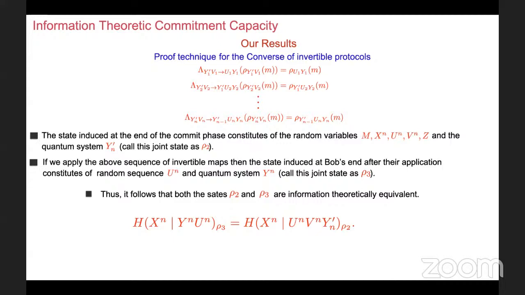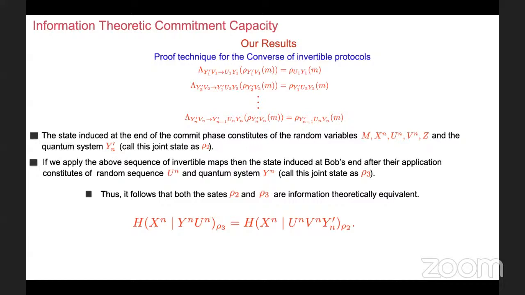So basically, at the end of the commit phase, the joint state consists of M, Xn, Un, Vn, Z, and the quantum system Y prime n, where Y prime n is the measured state in the nth step. So when we say that the protocol is invertible, it means that if we apply the above sequence of invertible maps, then the state induced at Bob's end after their application will get back the original state yn. Essentially, that's what it means for the protocol to be invertible.